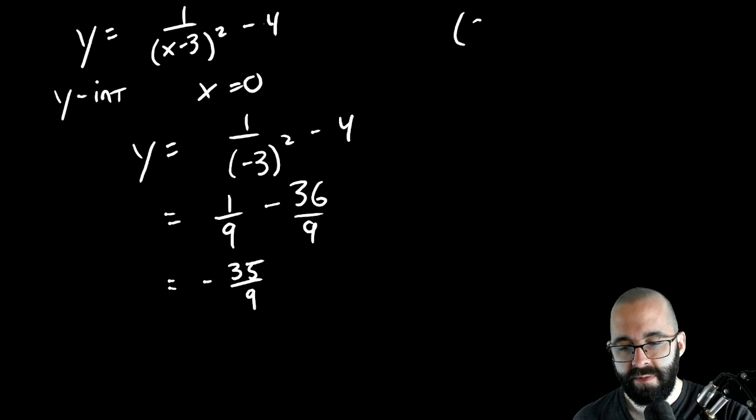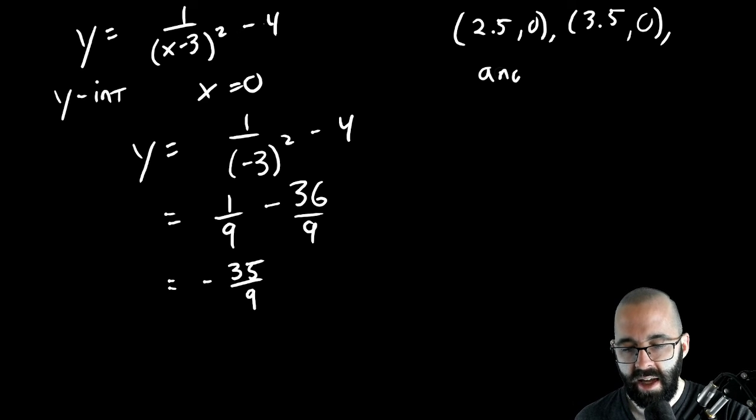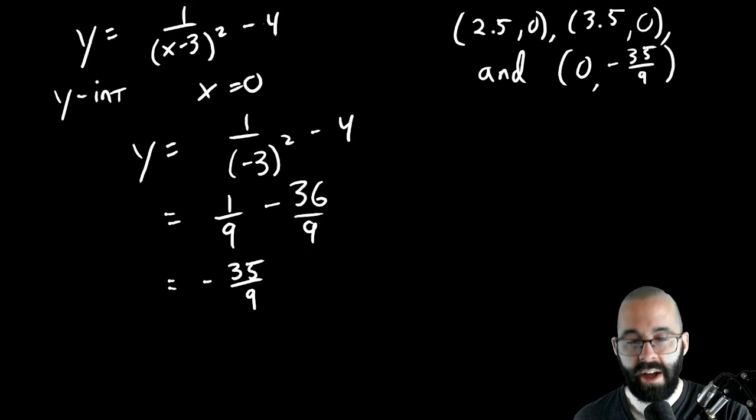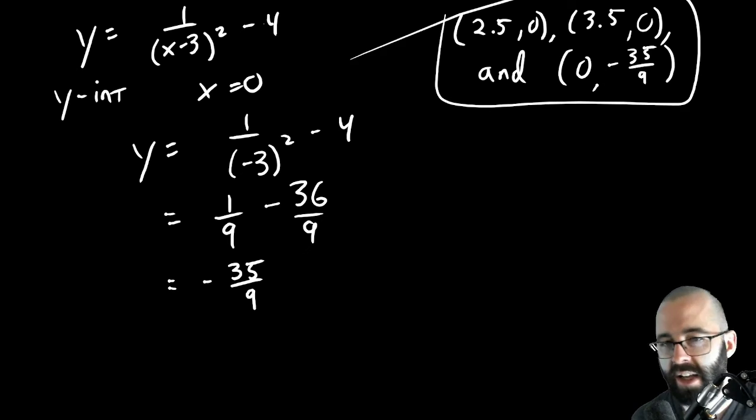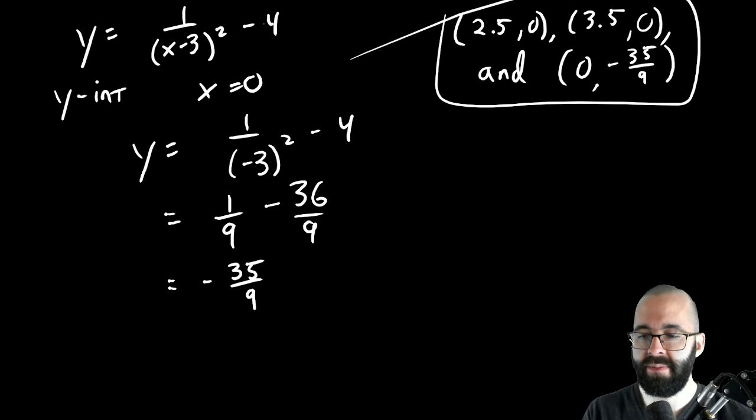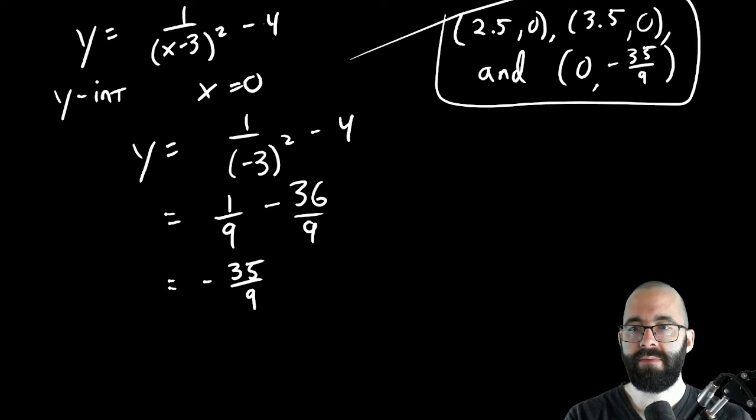So our intercepts are (2.5, 0), (3.5, 0), and (0, -35/9). You can get a decimal approximation too. That would be fine. Let's check our answers here.